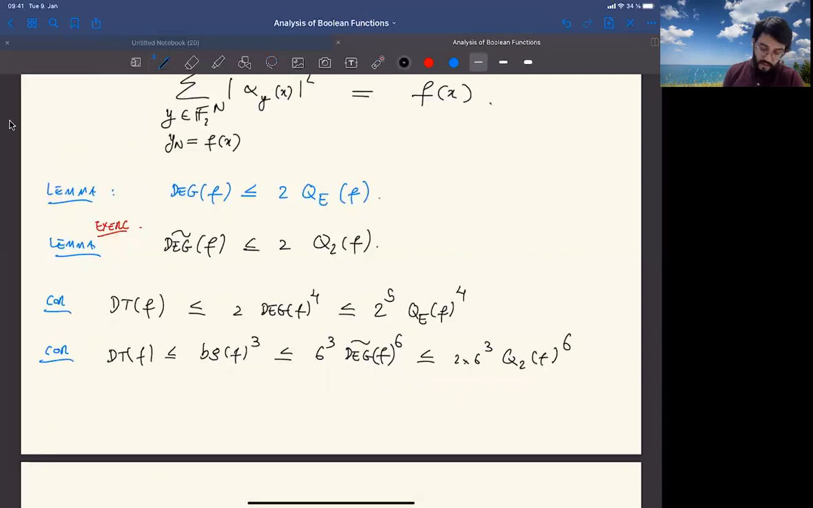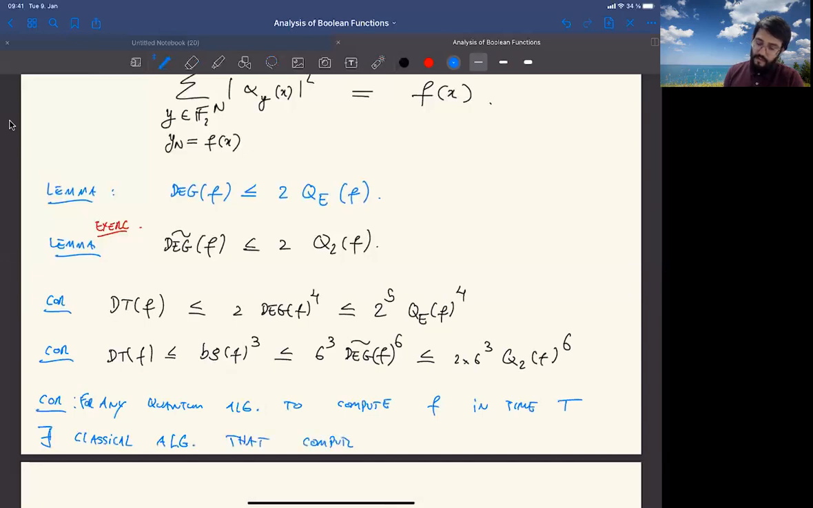So what these are saying, corollary: for any quantum algorithm to compute f in time t, there is a classical algorithm that computes f in time O, so at most some constant times t to the power 6, which was the worst of these two powers.